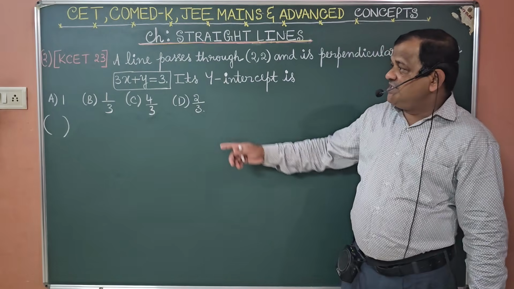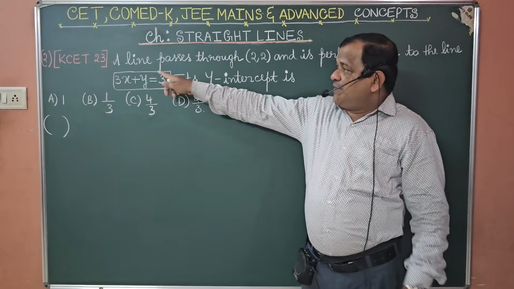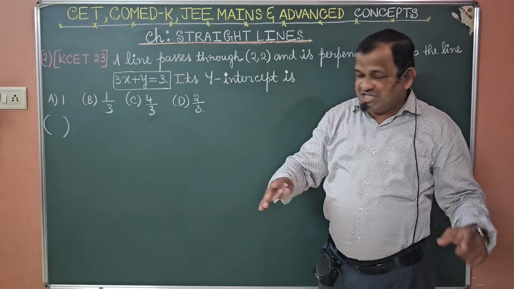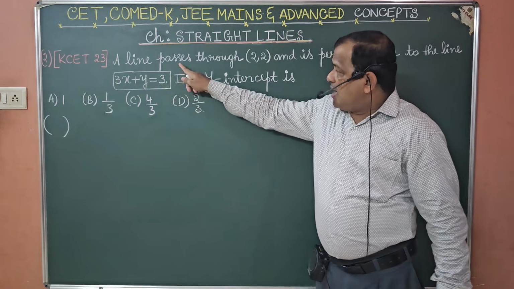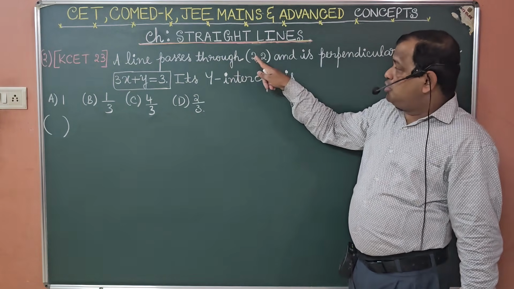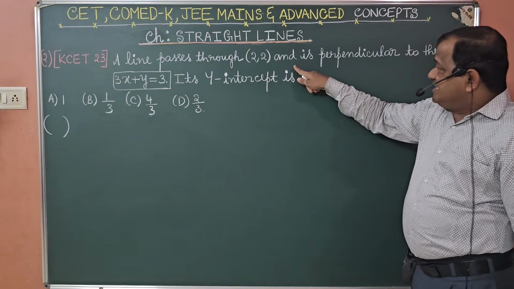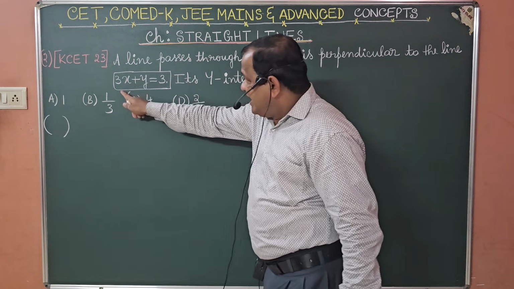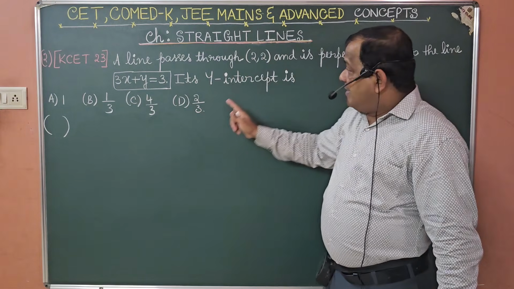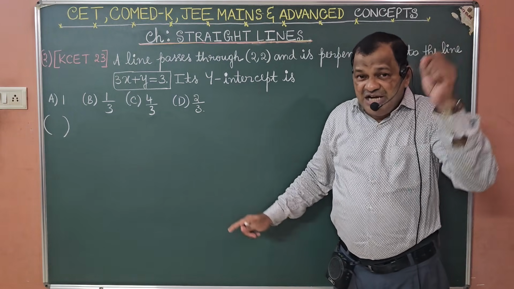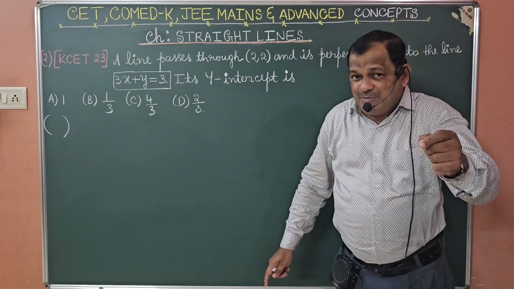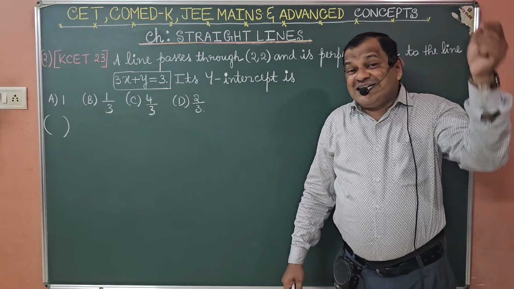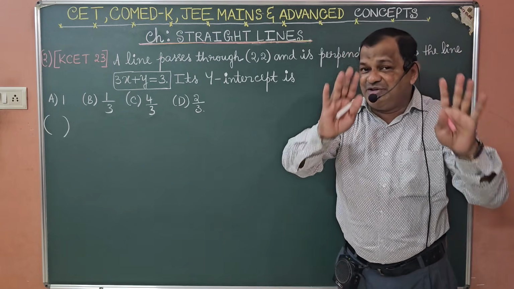Dear students, here I have written the second question. Similar to the first question which I solved just now, a line passes through 2, 2 and is perpendicular to the line 3x plus y equal to 3. But in this exercise, we need to find the y-intercept, whereas in the previous exercise we were supposed to find the x-intercept. Only that is the difference.